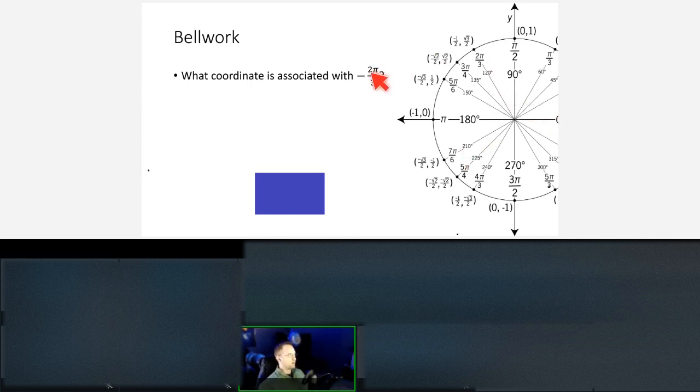So positive 2 pi over 3 would be 120 degrees. So we're just going backwards 120 degrees, and that puts us right here, I think. Is that right, Antonio? That is correct. Yep. So this is the coordinates of -2 pi over 3. Nicely done. And then I typed it out so everyone who's watching the recording can make sure they're right.